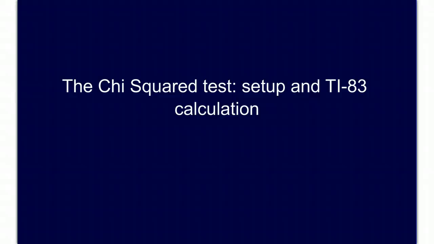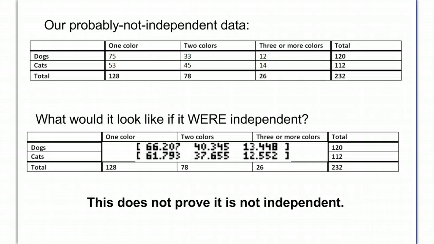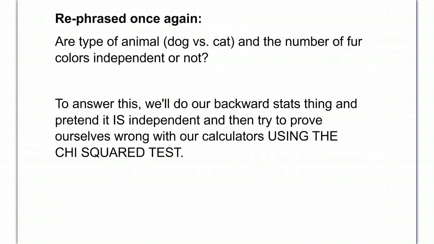So now let's do the chi-squared test on our TI-83s. We have our probably not independent but potentially independent data that we observed, and then we had this expected value chart, and this expected value chart being different than this doesn't prove that it's not independent. We want to know how different it would have to actually be.